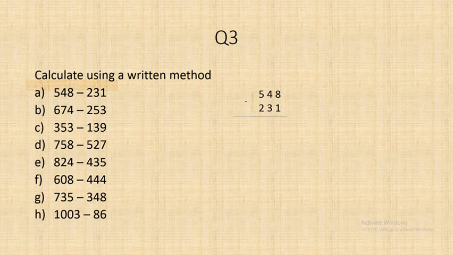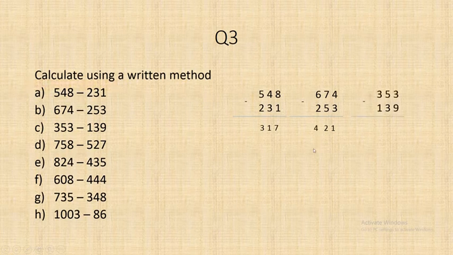Okay, here. So question number A, I have 548 minus 231. So I will just make it with the column method again. 8 minus 1 equals 7. And 4 minus 3 equals 1. And 5 minus 2 equals 3. And here for question number B, 674 minus 253. It's 4 minus 3 equals 1. 7 minus 5 equals 2. And 6 minus 2 equals 4. 421.